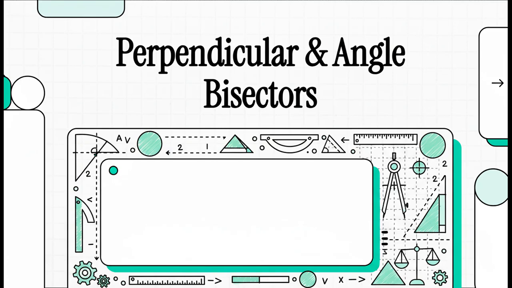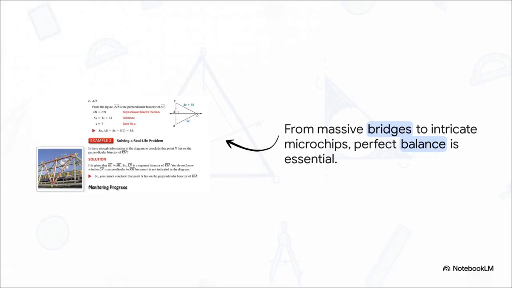All right, welcome. Today we are going to build our very own geometric toolkit. We're going to dig into the principles of balance and precision that designers and engineers use to create, well, pretty much everything, from huge bridges to tiny little circuits. I mean, just look at this thing.